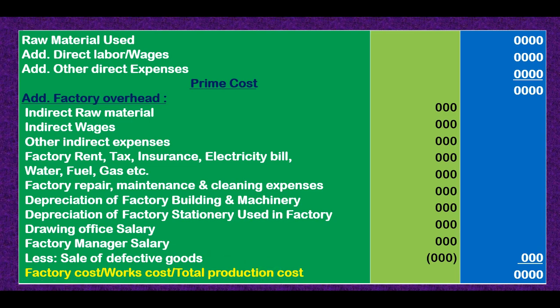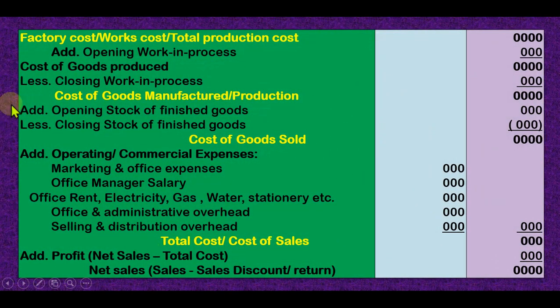So I hope all of you understand how you can find out prime cost. Again I am telling, with direct raw material, direct labor, and other direct expenditure, then it is prime cost. And with the prime cost, if you add factory overhead, then it will be factory cost or works cost or total production cost. I hope you understand, dear student. Our next topic, factory cost. From the last pages we found out factory cost, works cost, or total production cost.